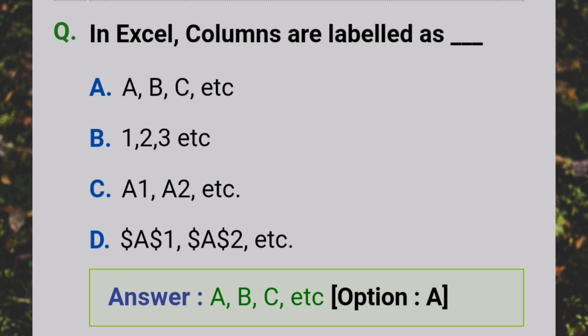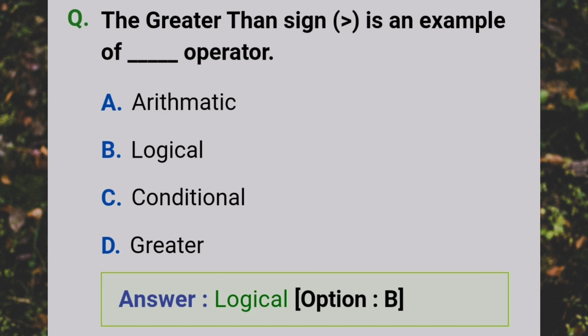In Excel, columns are labeled as dash. Answer A. A, B, C, etc. The greater than sign is an example of dash operator. Answer B. Logical.